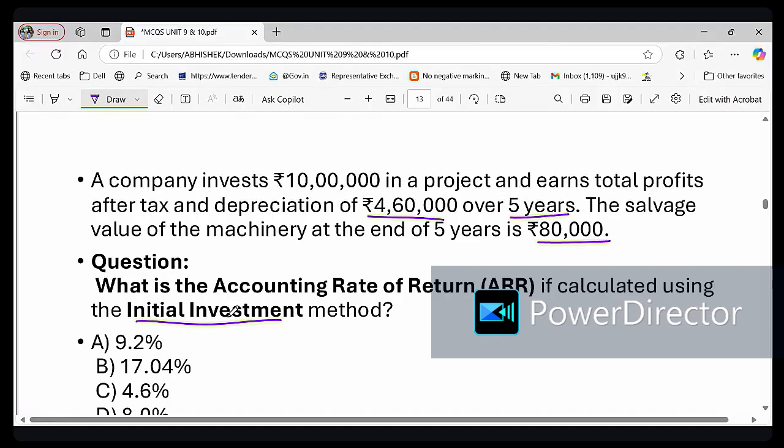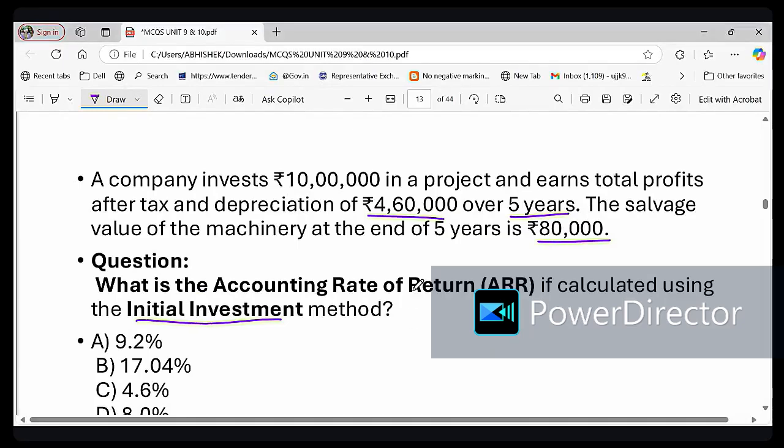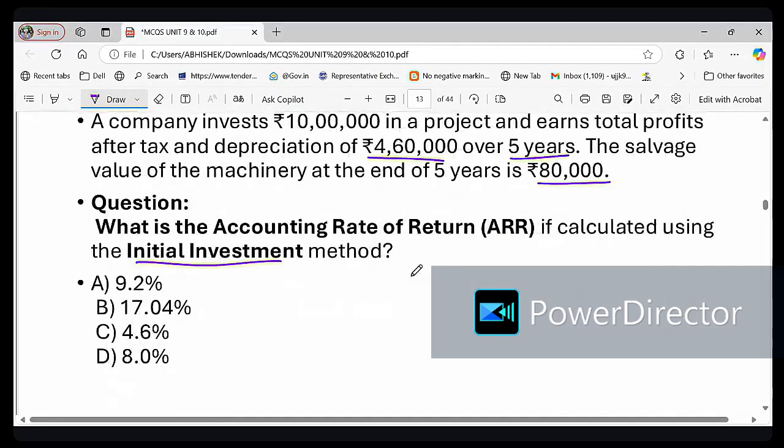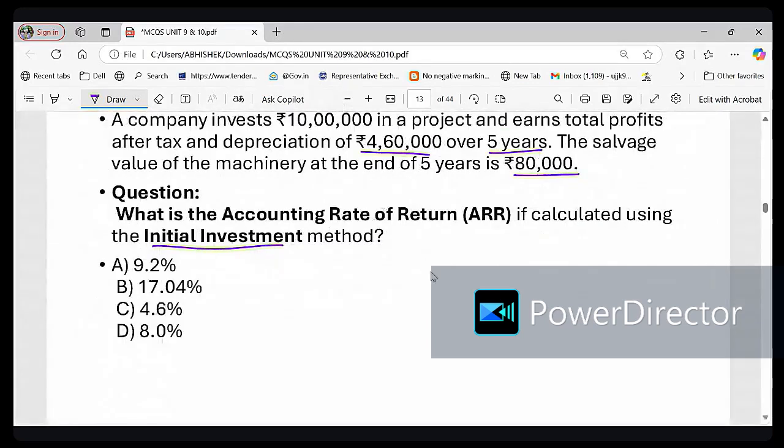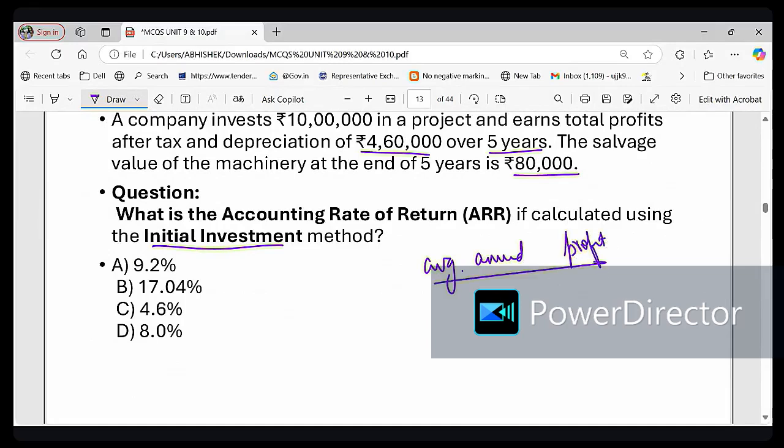Okay, fine. Sufficient time. I think you might have calculated it. Let me explain how to find ARR for this method. One answer I'm getting is A. See what we have to do in this case. We take the initial investment. The formula we use is average annual profit divided by the initial investment, multiplied by 100. Sorry for my handwriting. So this is how we calculate the ARR, accounting rate of return.